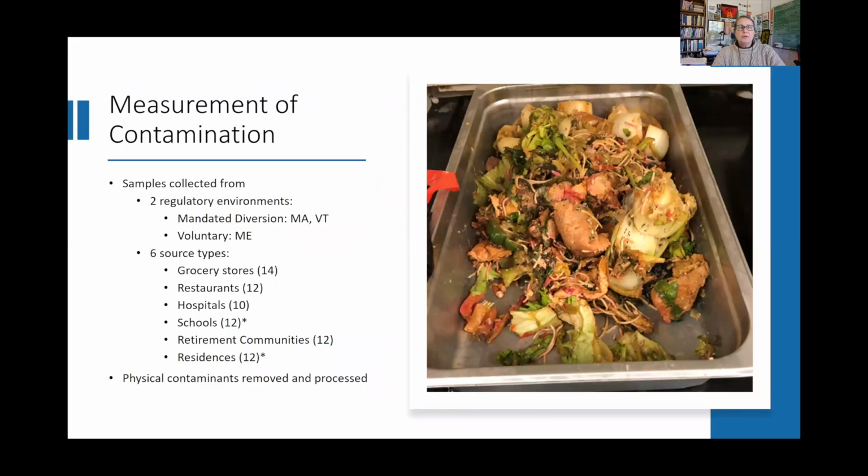So in order to measure contamination within the system, we collected samples from two different regulatory environments. One is mandated diversion, where people are expected and told that they need to separate food waste from the other waste materials that they're producing, and voluntary separation of food waste from other materials.